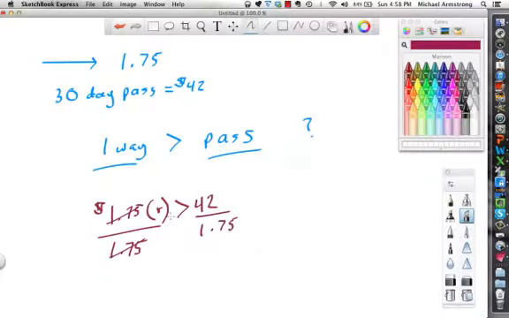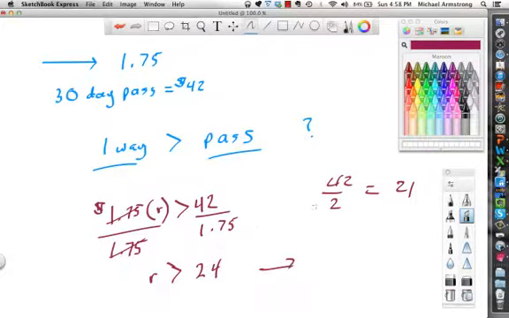Let's get back to this screen. So R is greater than 24. Oh, if it were equal to, then that would be if you got 24 one-way rides, it would equal the $42. Notice that when 42 is divided by the number 1, it would be just 42, but when we divide by a number bigger than 1, it's less than 42. If we rounded 1.75 up to 2, 42 divided by 2 is 21. But it's less than $2, so it's $1.75, so that gives us 24 rides.